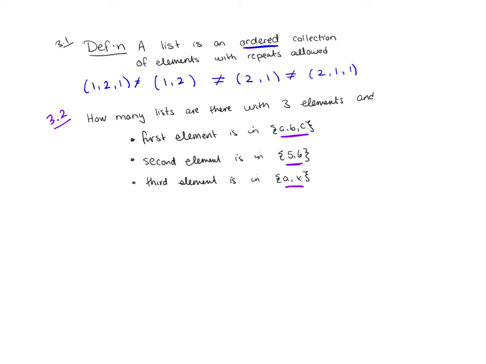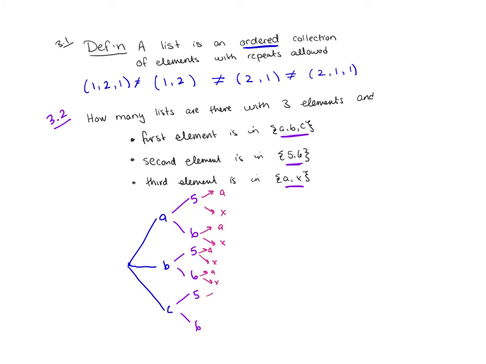So what I'm going to do to think about this is I'm going to draw a tree diagram. So starting off, I know that my first element is either an A or a B or a C. And then from there, that next element is either a 5 or a 6. And no matter what the first element was, I'm always going to get both the 5 and the 6. And then the last element is either an A or an X. And then the order matters here, so I can't mix them all around. Let me put in all my A's and X's.